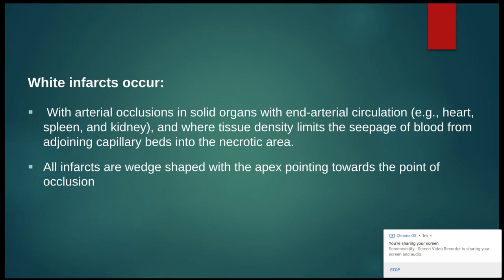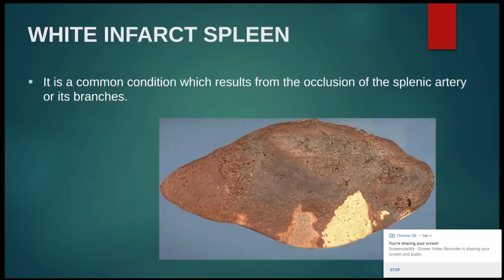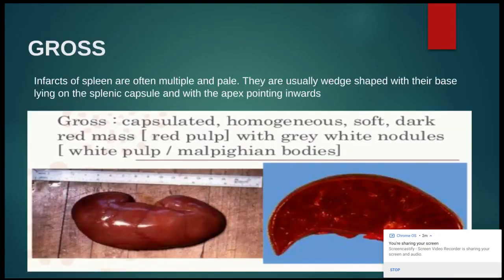What is the shape of infarct? All the infarcts are wedge shaped with the apex pointed towards the point of occlusion. Now moving towards the white infarct in spleen. This is the gross structure of spleen. Here you can see the area of infarction which is due to the occlusion of the splenic artery or its branches.